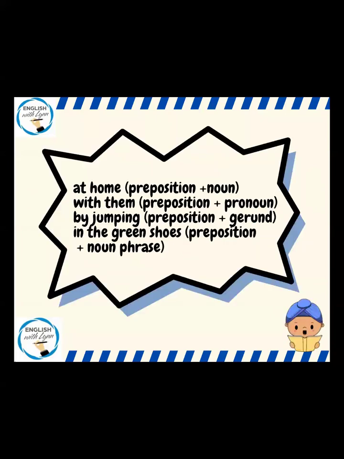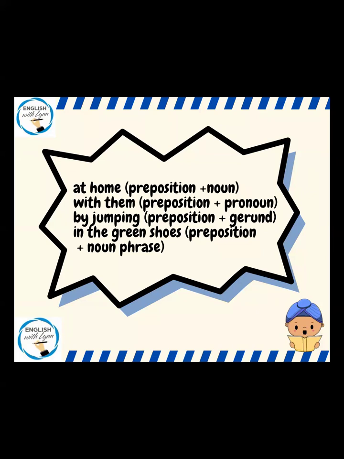So let's have a look. We have at home. That is the preposition, and it has a noun after it that is making up the phrase. You could have a time after it, so you could have on Tuesday. The Tuesday is the noun, so it is still the prepositional phrase with the preposition and the noun. You then have a preposition with a pronoun, so with them, with us.